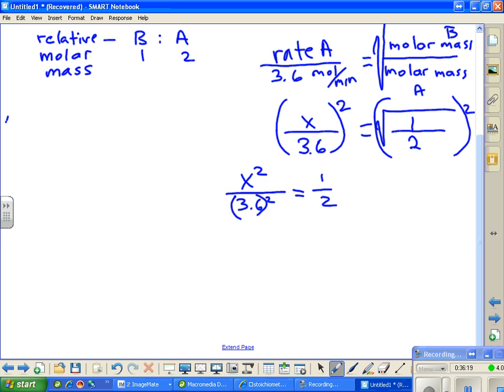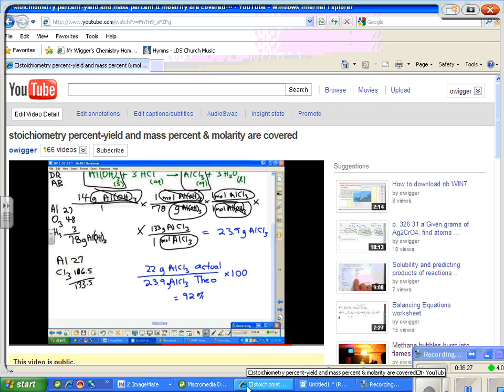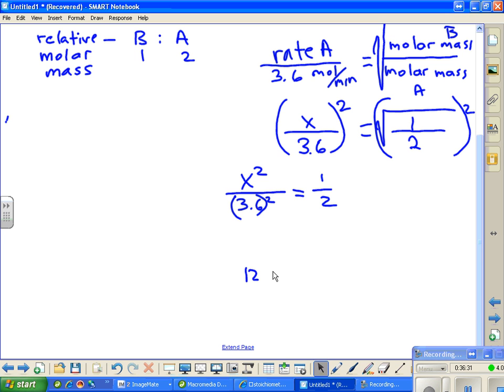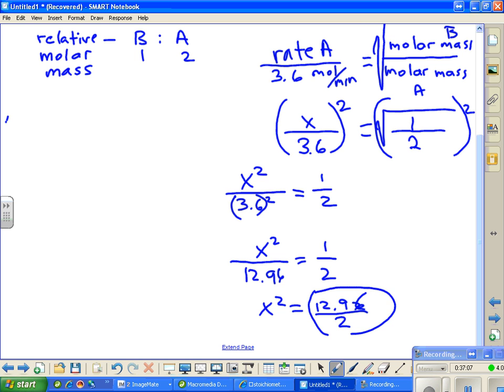Okay, so we got this guy at 12.96 times, there we go, 12.96, and that's this guy. X squared over 12.96 is equal to 1/2. Okay, so I'm going to multiply 12.96 by 2, correct? Actually divide 12.96 by 2, so x squared is equal to 12.96 divided by 2. 6.48, thank you. Okay, now we got to take the square root of both sides and we're done.